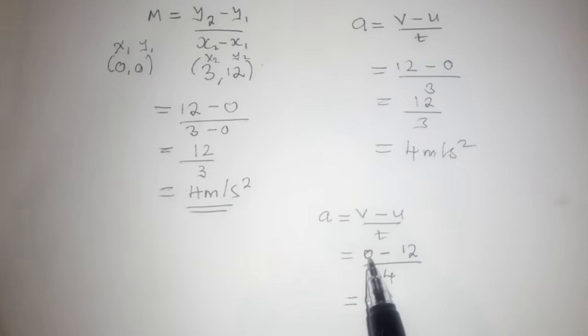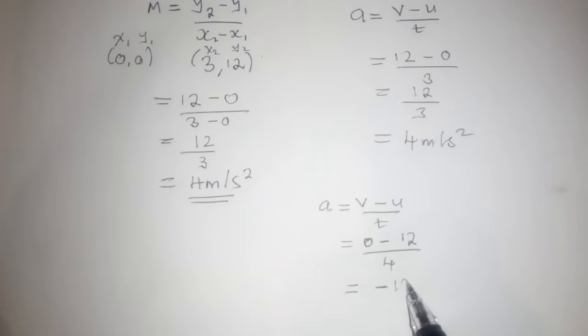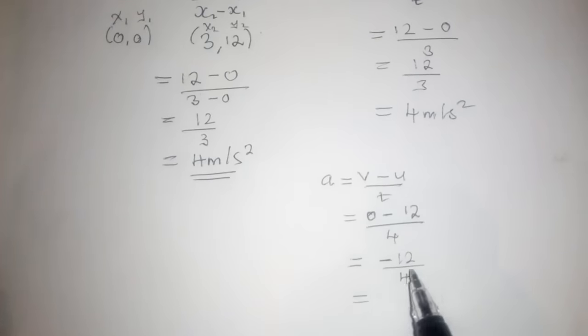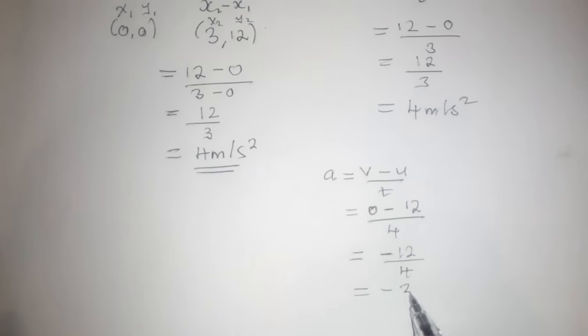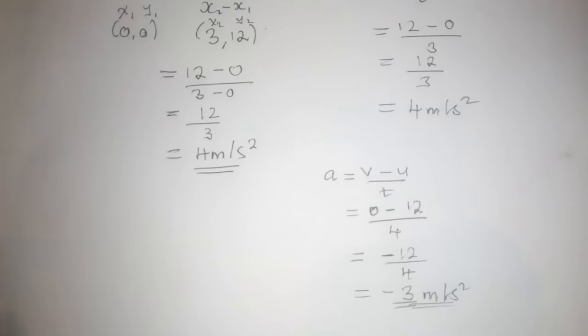Whereby if you say 0 minus 12, it will be negative 12 over 4. And then when you divide 4 into negative 12, it's negative 3 meters per second squared. We are done. This is the answer.